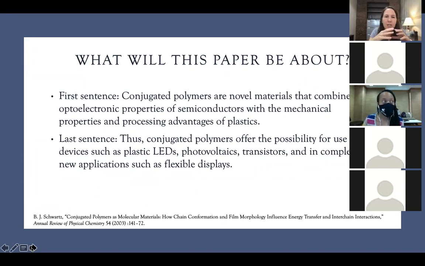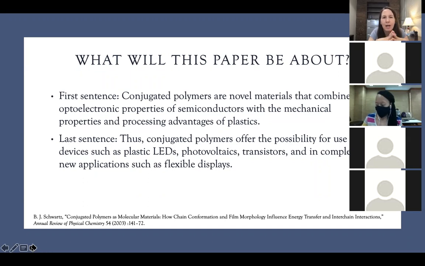The first sentence is a bit abstract. We don't know exactly where it's going. We have a general idea. If you look at the last sentence of the introduction, we can see how it's in conversation with this first sentence, but giving us much more specifics. So thus, conjugated polymers offer the possibility for use in devices such as plastic LEDs, photovoltaics, transistors, and in completely new applications such as flexible displays.